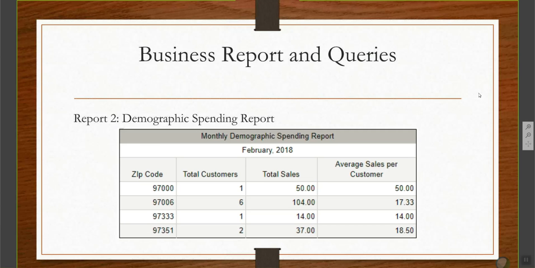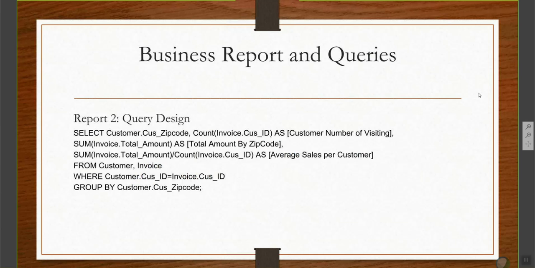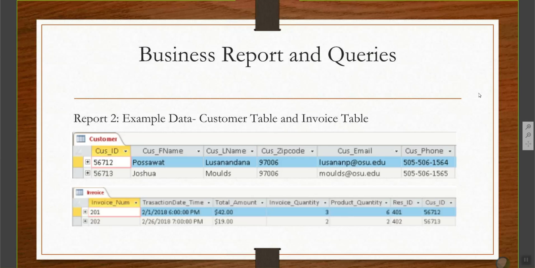Let's move to the query design for report 2. The data are coming from the customer table and invoice table. We sum the total amount customers spent, and we divide the total amount by the count of customers to get the average sale per customer. Then we group by zip code. The next slide shows the original tables we used to generate our report. The tables are the customer table and invoice table. The data on these two tables are collected by daily transactions and the customer reward program.